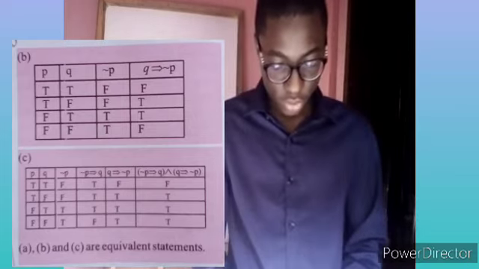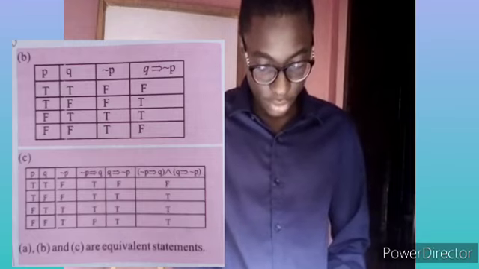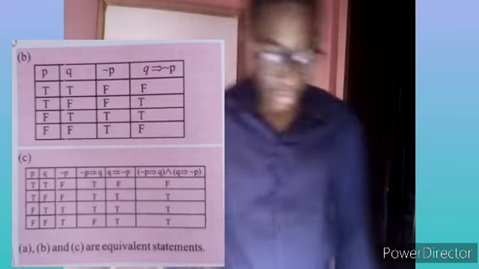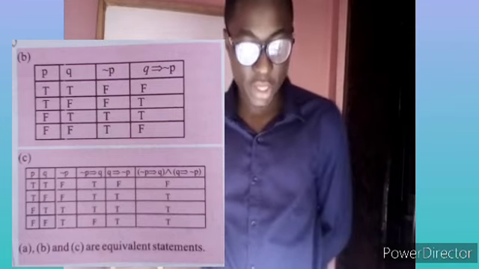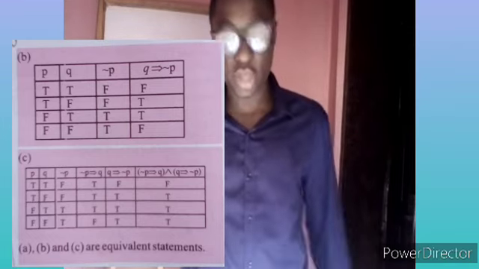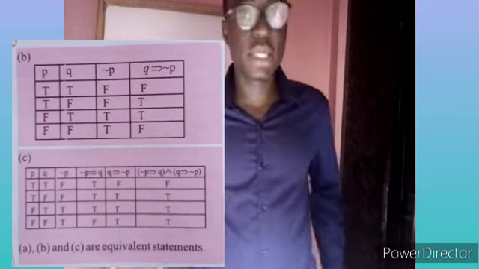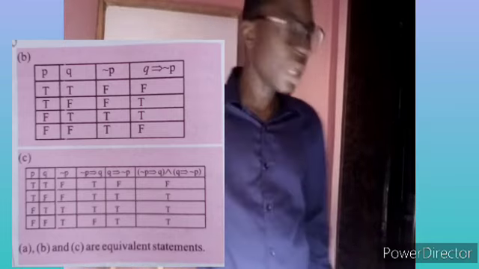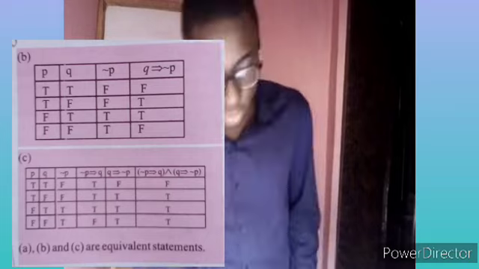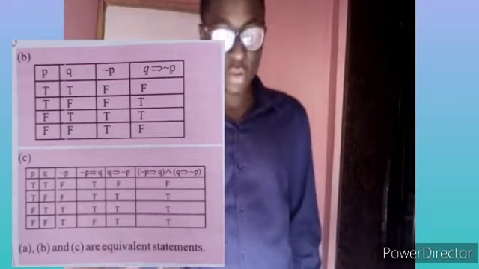a table. We have a table here with different values: P, Q, not P, and Q implies not P. This is basically a truth table with different columns of values. In the first column we have P values, in the second column Q values, in the third not P, and in the last column Q implies not P. You can study these values and then use them to answer exercise 8B.